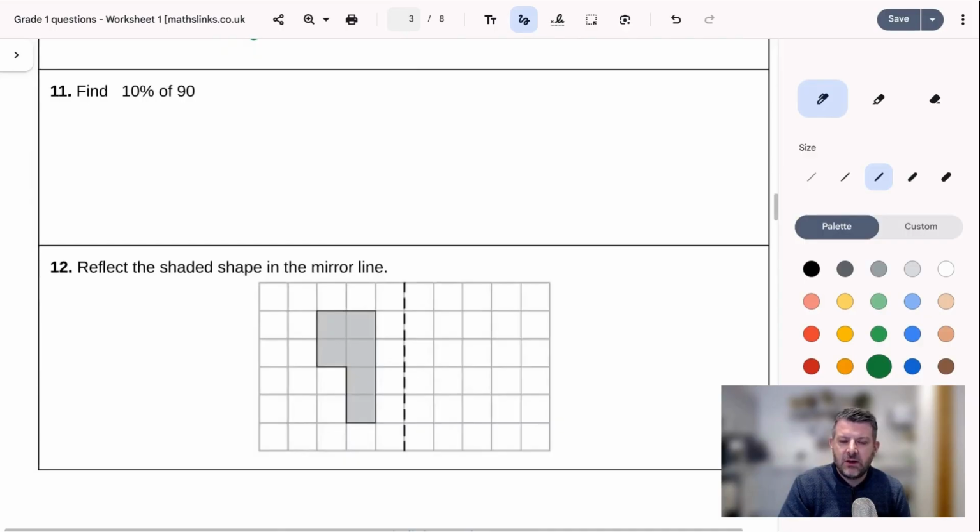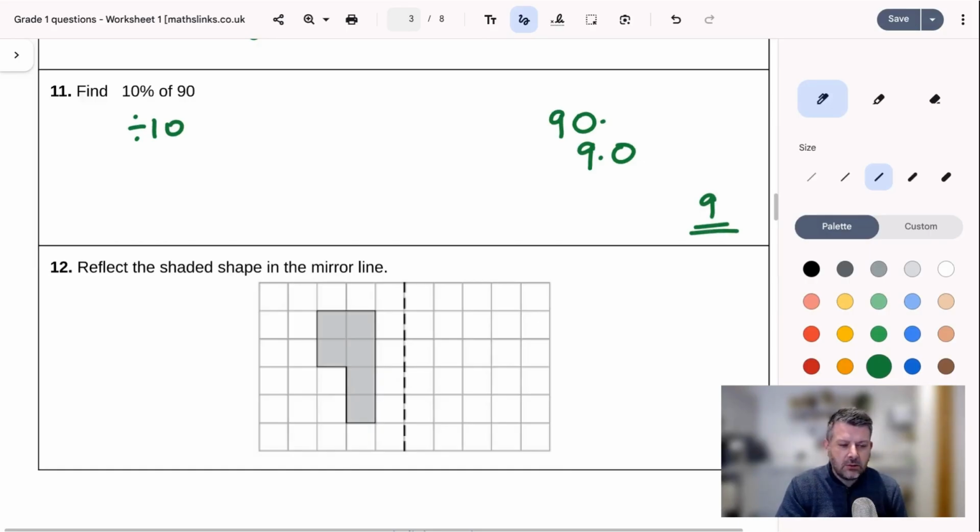Find 10% of 90. Again, this should be something we're really comfortable with. To find 10% of something, you divide by 10. A nice number like 90, which ends in a 0, we can just get rid of the 0. But what's really happening is each number's moving down a column, a bit like when we divided by 10 earlier. Really simple. When it ends in a 0, though, you can just get rid of the 0 and put 9.